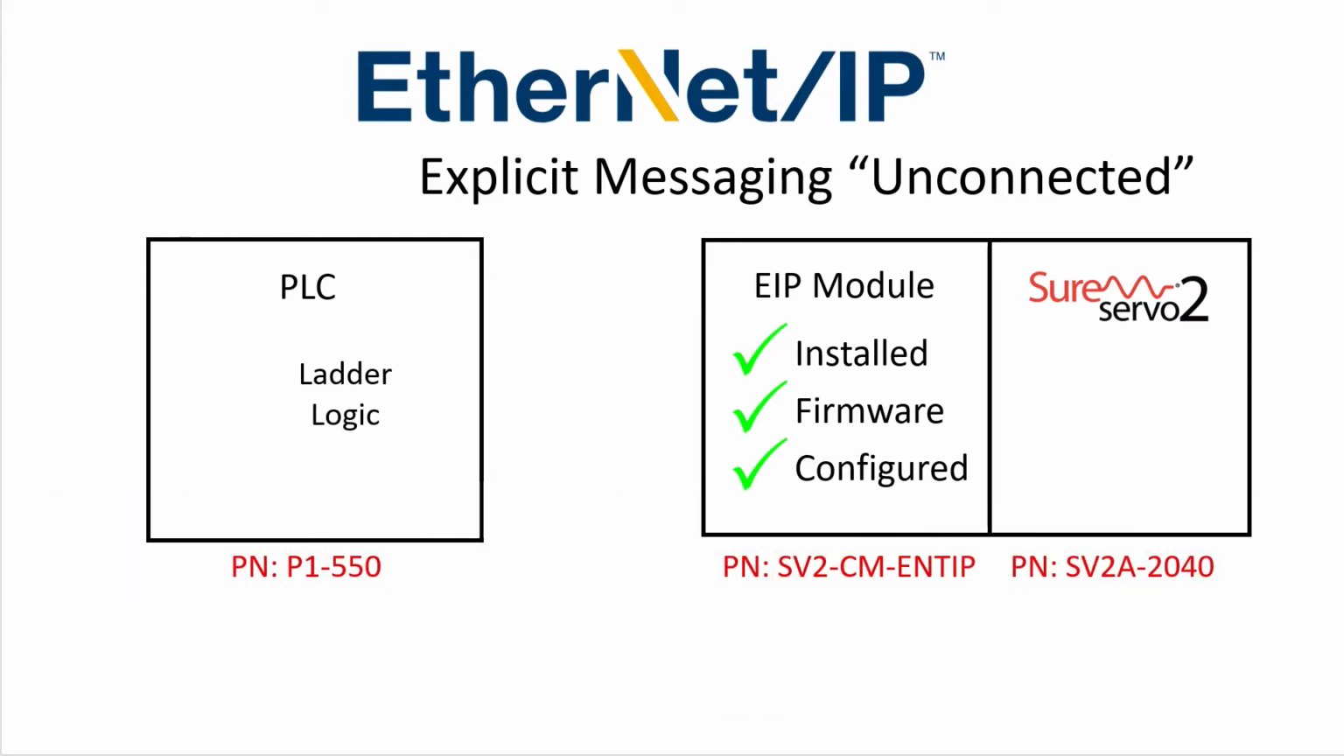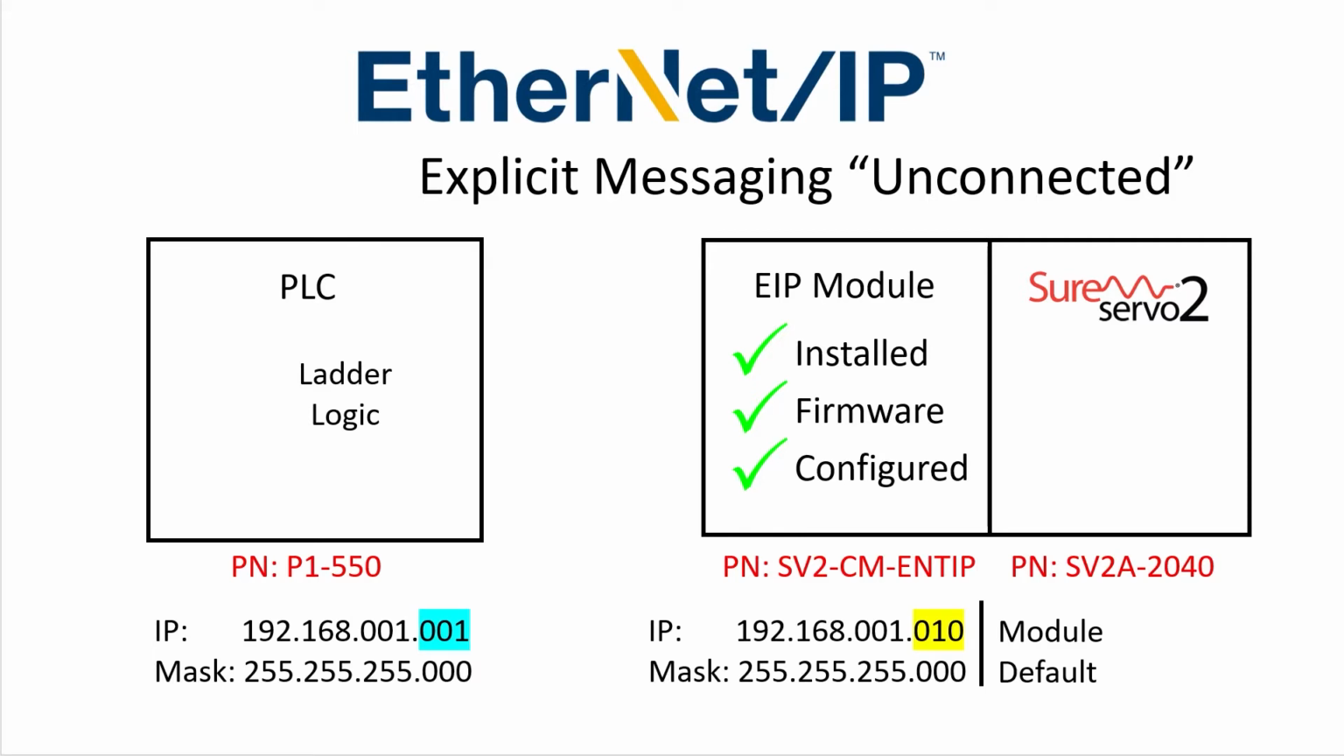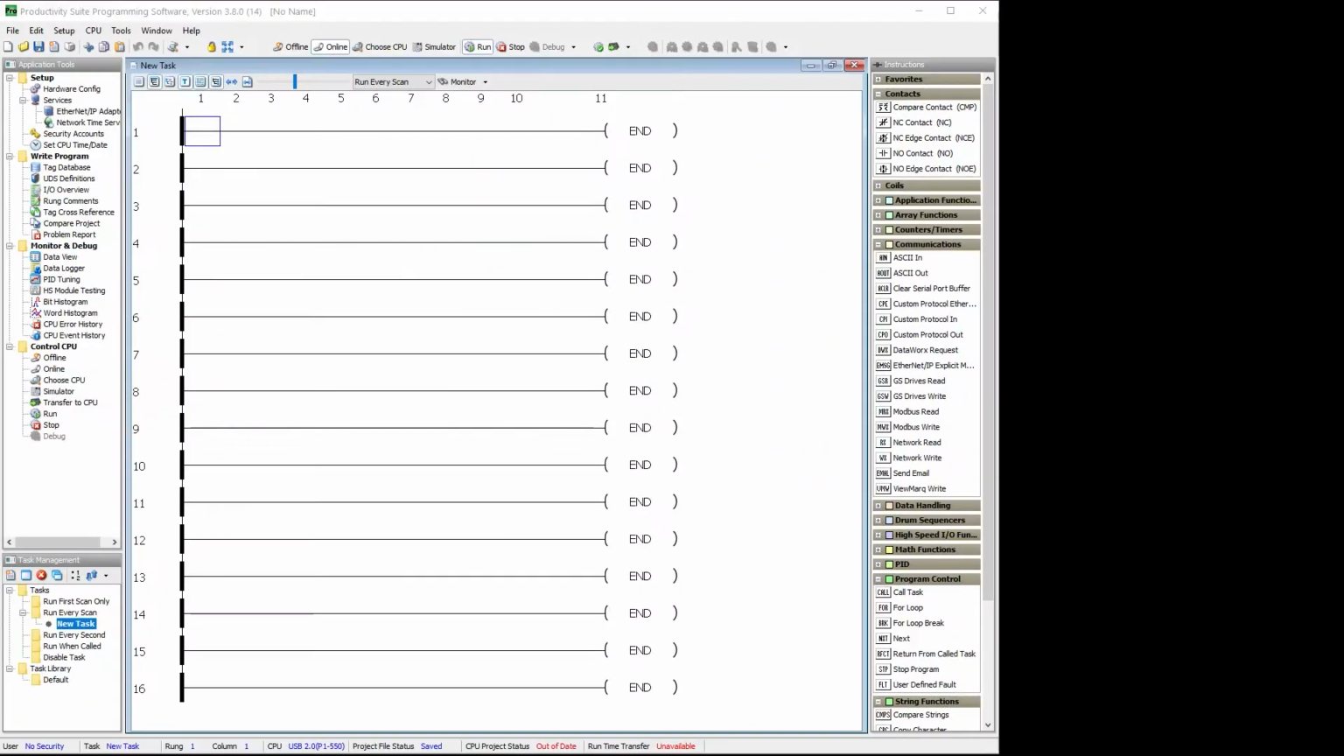I'm not connected to a network, so we'll use the Ethernet IP module's default addressing. To get that, we just go to parameter 3.064 and set it to a 1. That does a factory reset on the module. We need to get the Productivity PLC on the same network.